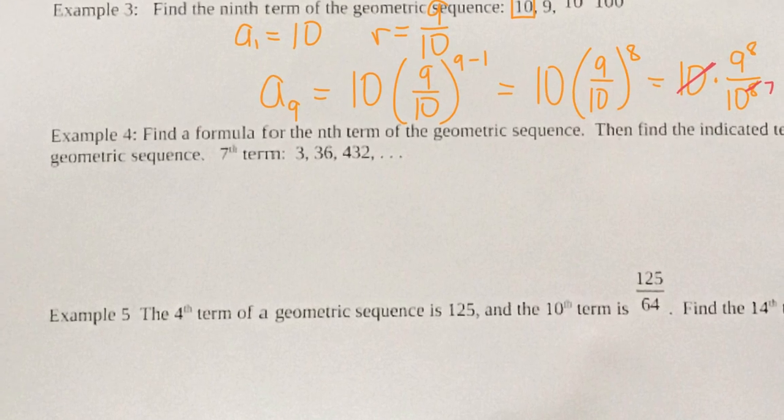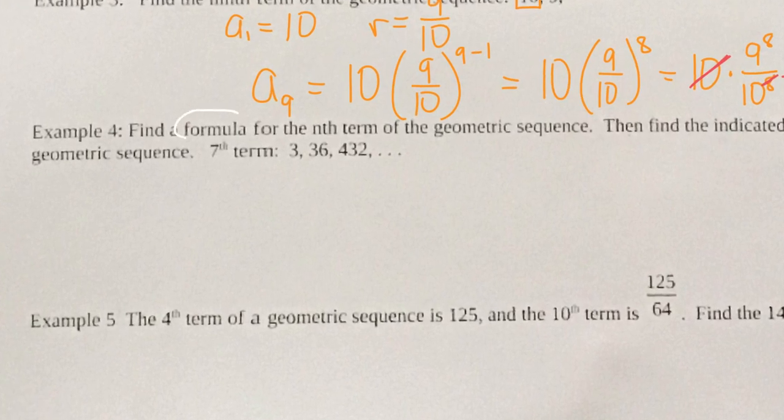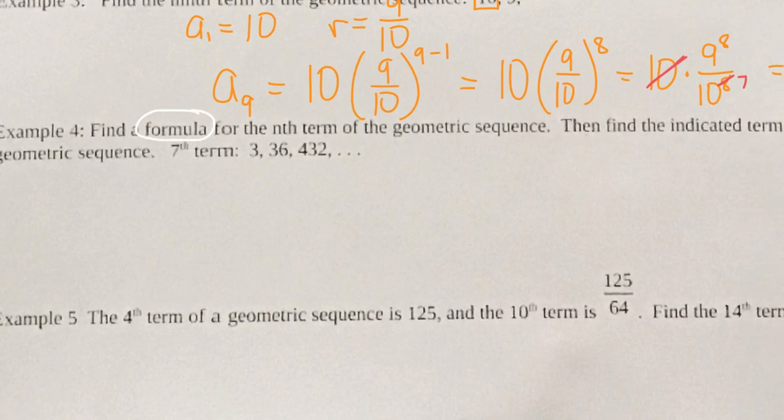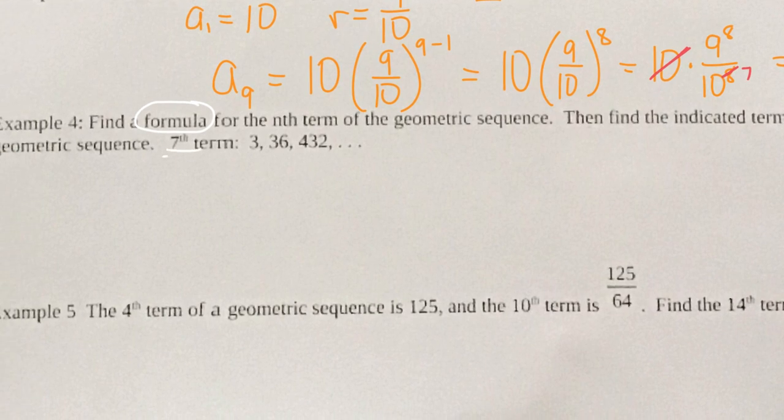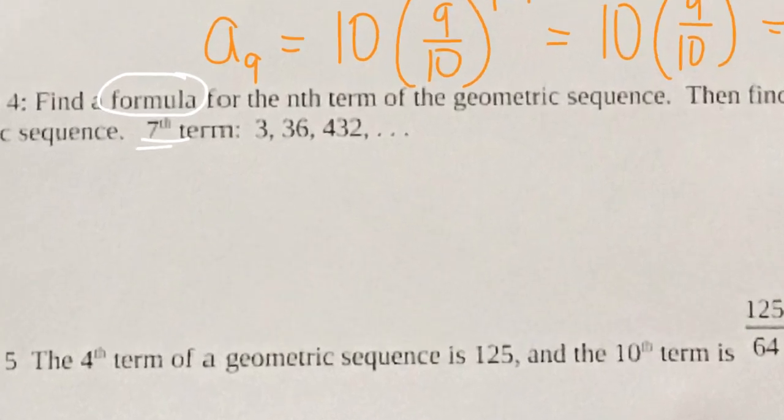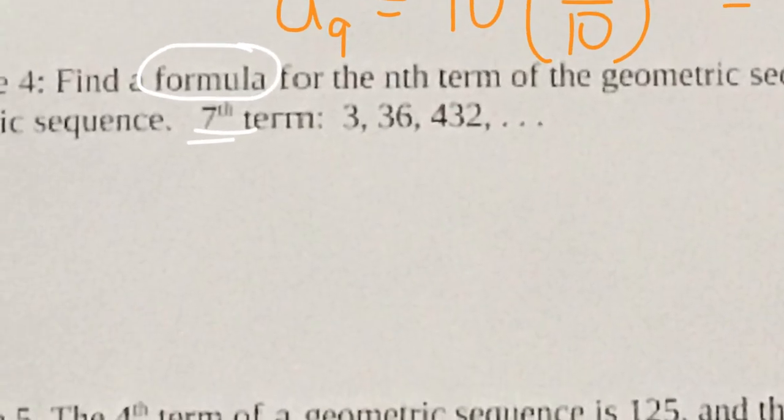Okay, so let's see what else do we have here. Find a formula for the nth term, so a formula, and then find the 7th term. Okay, so first let's start with the formula. We need 2 pieces of information. We need the first term. That's pretty easy. Our first term is 3. And what is our ratio?